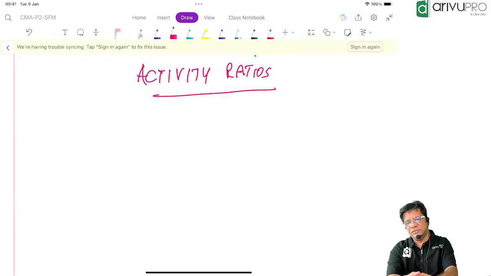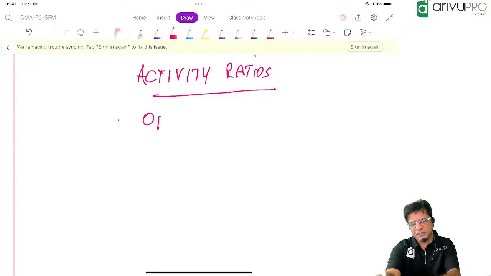Activity ratios. What are the activity ratios? These talk about handling what we know as the operating cycle. Write down: activity ratios.